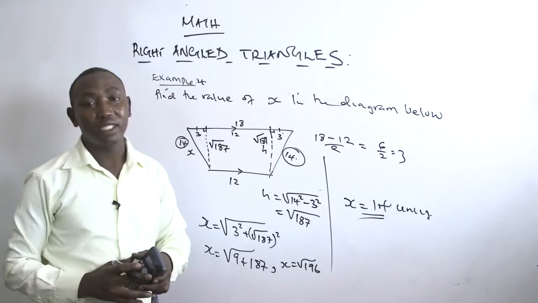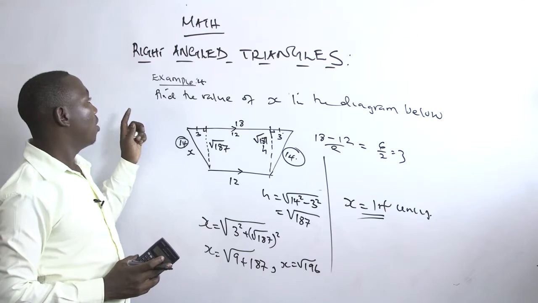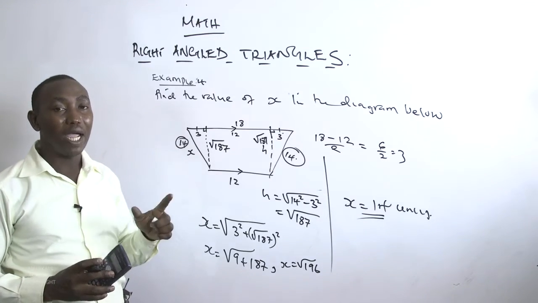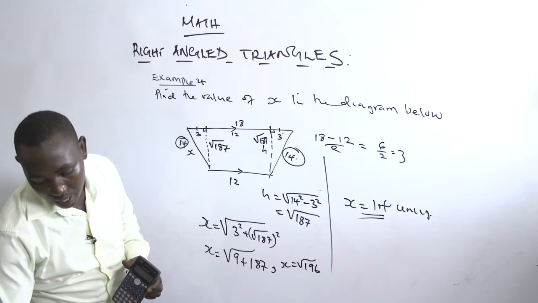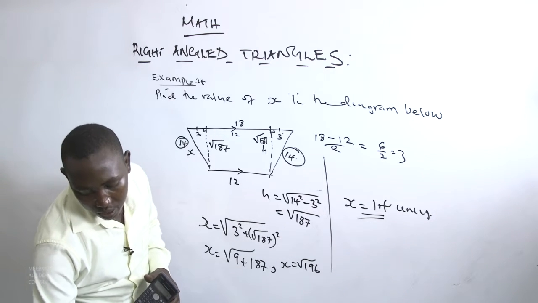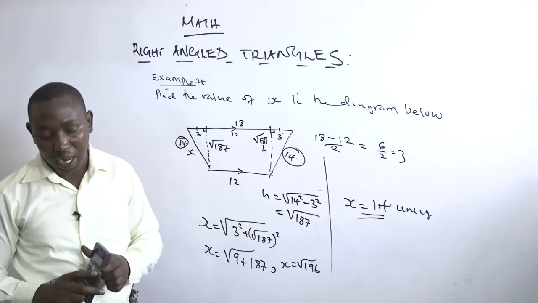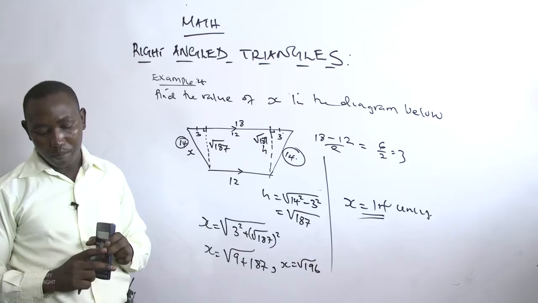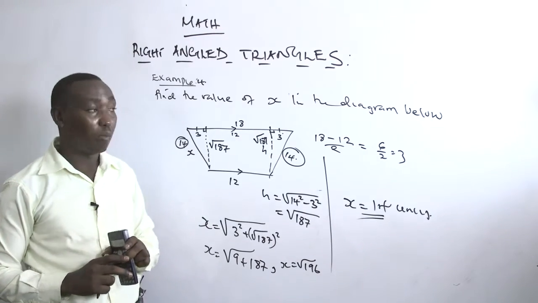Now this brings us to the end of the discussion on the Pythagoras Theorem on how to find the longer side and the shorter sides of the triangle. When we meet next, we shall learn how to use the Pythagoras Theorem to solve two-dimensional problems.